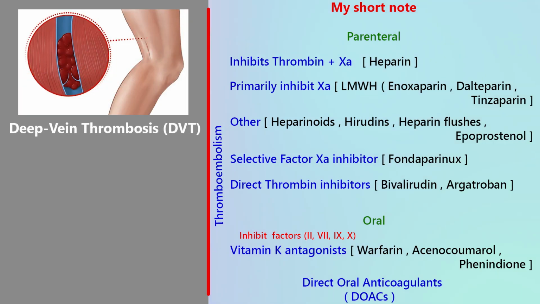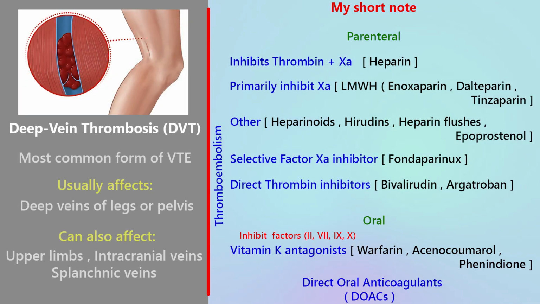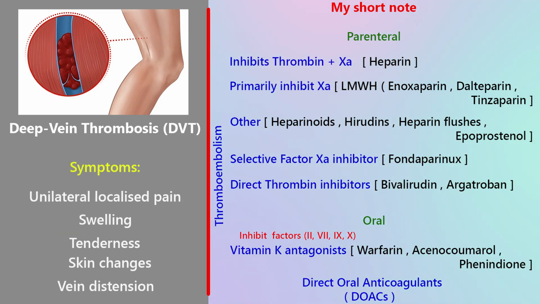Now let's focus on deep vein thrombosis. DVT is the most common form of VTE. It usually affects the deep veins of the legs or pelvis. But don't forget, it can also involve upper limbs, intracranial veins, and even splanchnic veins. Clinically, DVT often whispers before it screams. A patient may have unilateral leg pain, swelling, tenderness, skin color changes, prominent superficial veins, one leg, not both. That asymmetry is important.